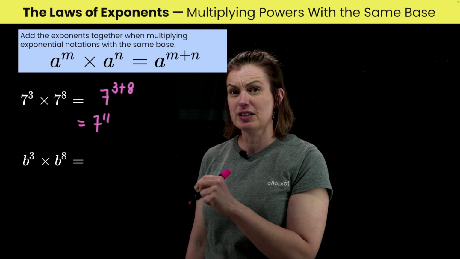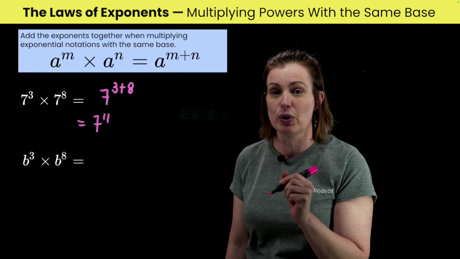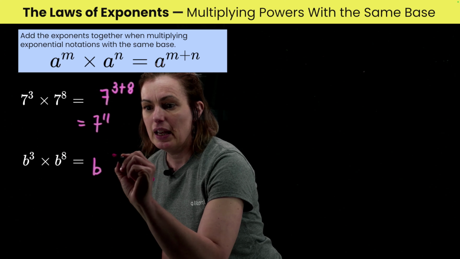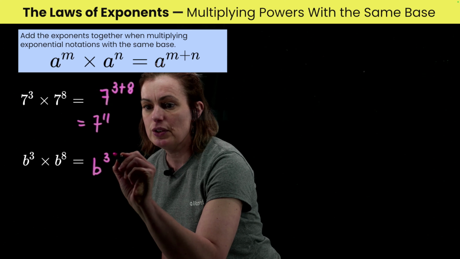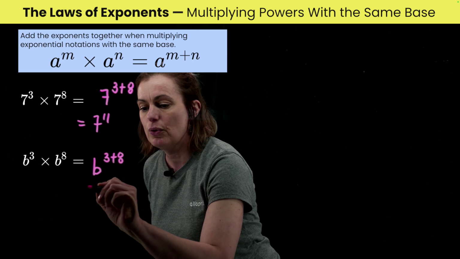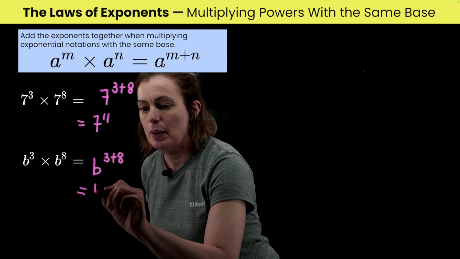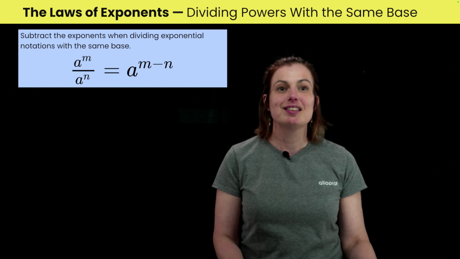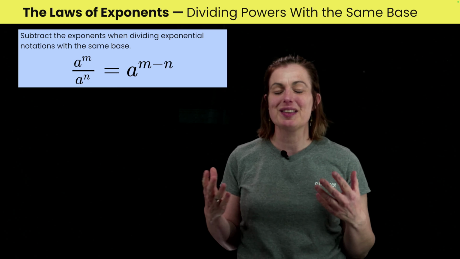When we have a variable as a base, the rule works exactly the same way. So I just rewrite my base. And I'm going to add my 2 exponents, 3 plus 8, for a final answer of b to the exponent 11, just like that. So next we're going to look at dividing powers with the same base.